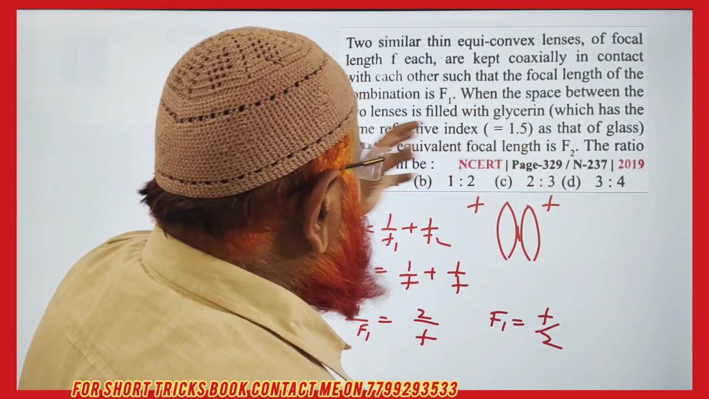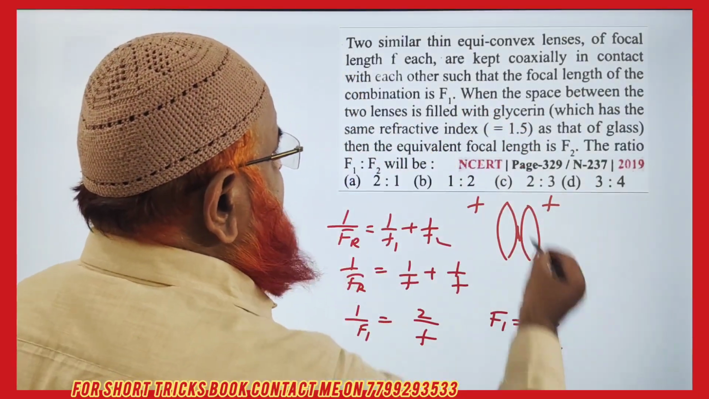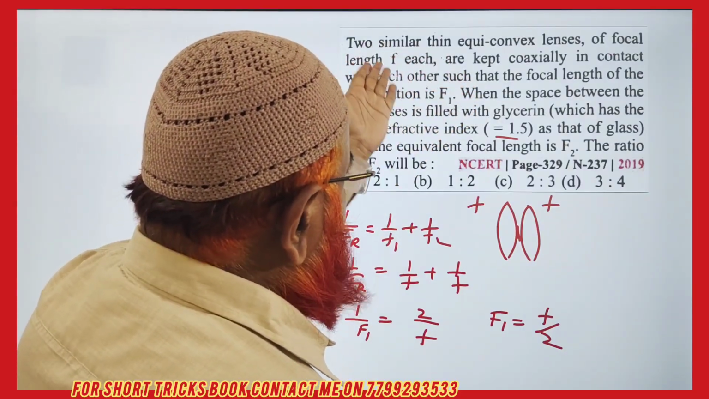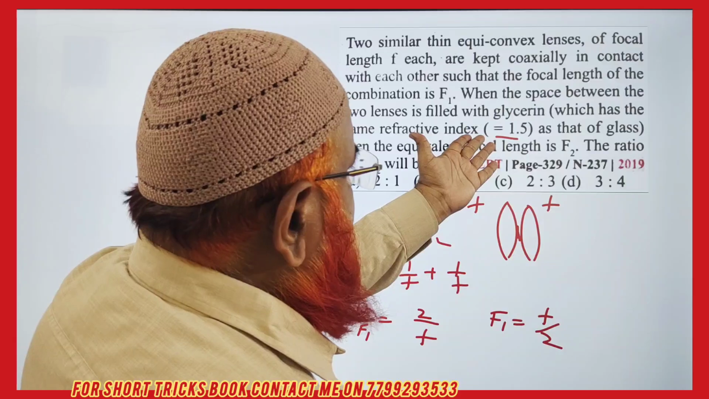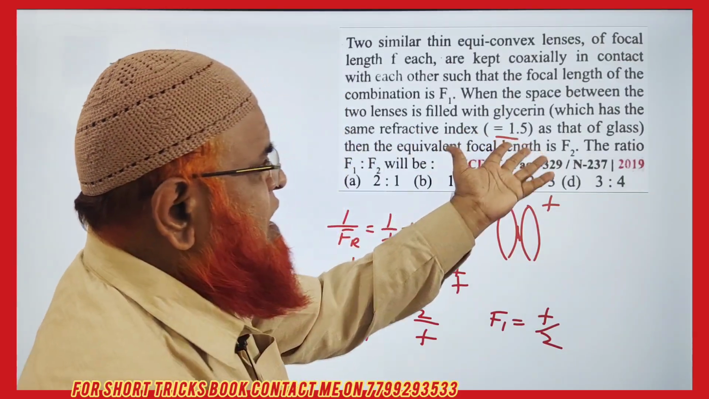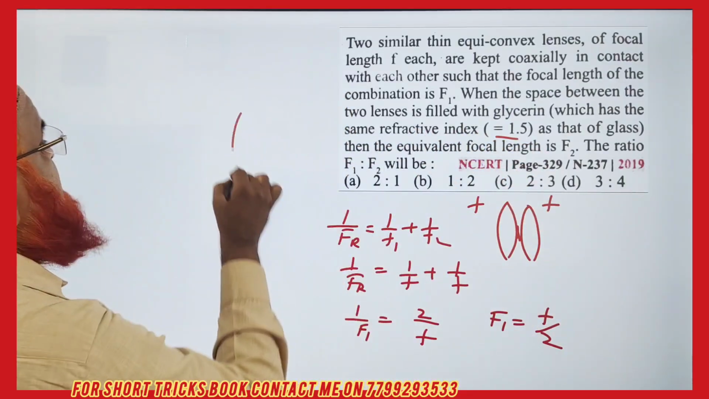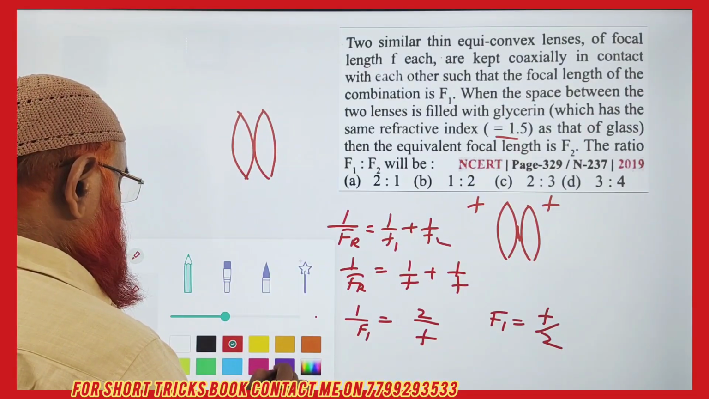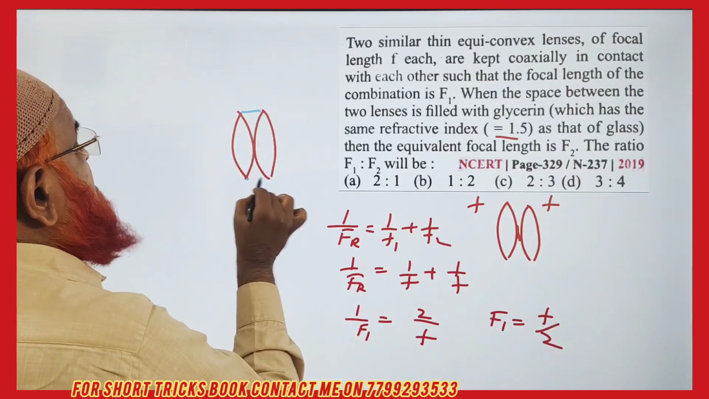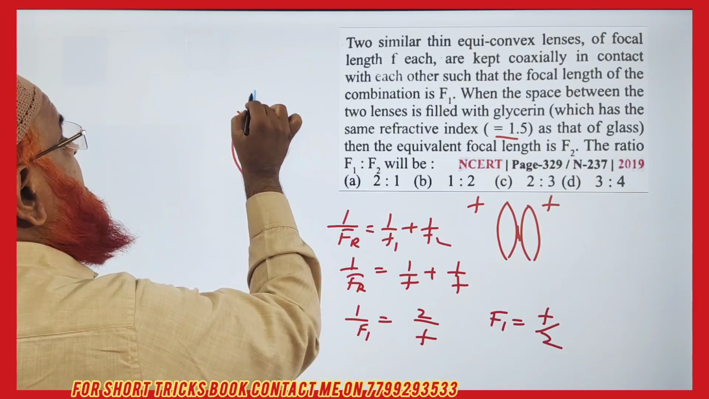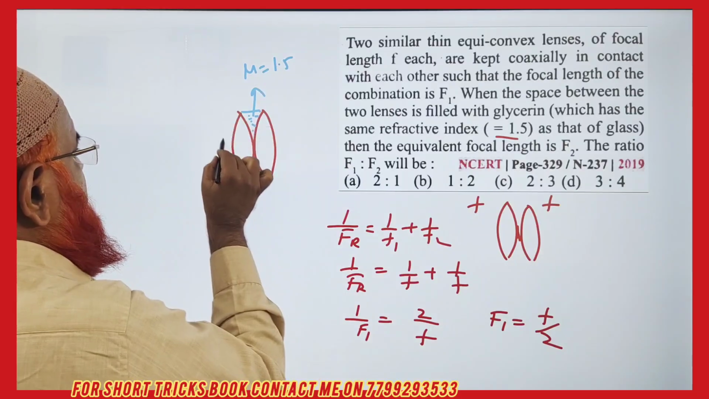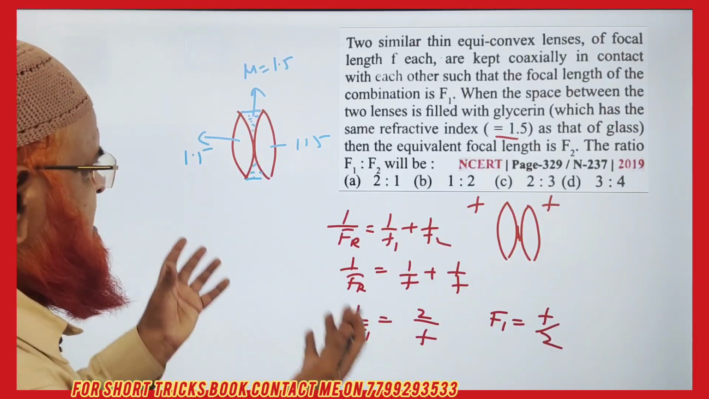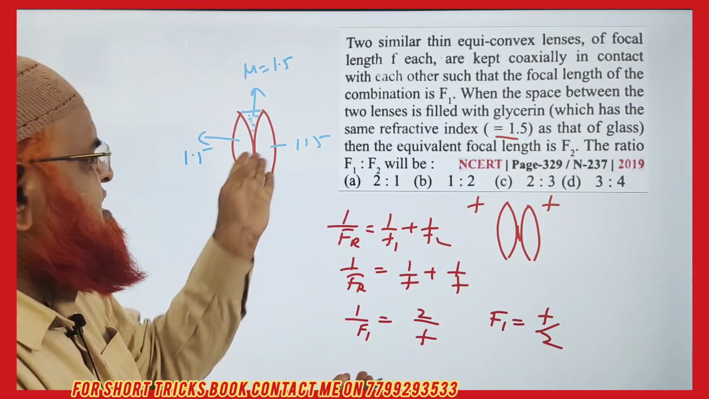Now what it is telling: the space between the lenses is filled with glycerin, whose refractive index is also 1.5. Actually, the 2 equiconvex lenses have the same focal length, and the refractive index of the glass is 1.5. Means what? See, you consider these 2 lenses once again, and you are filling this gap with glycerin. Understand? And what is the refractive index of this glycerin? 1.5 only. For the lenses also 1.5 only. Understood? Both have the same refractive index, the glycerin as well as the lenses.